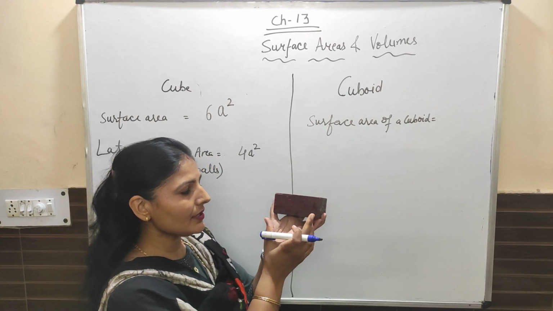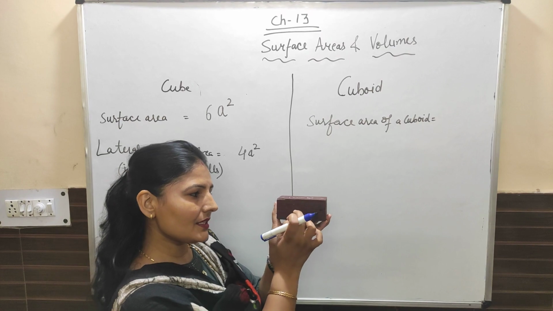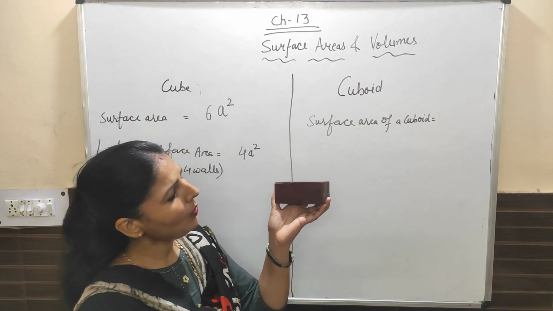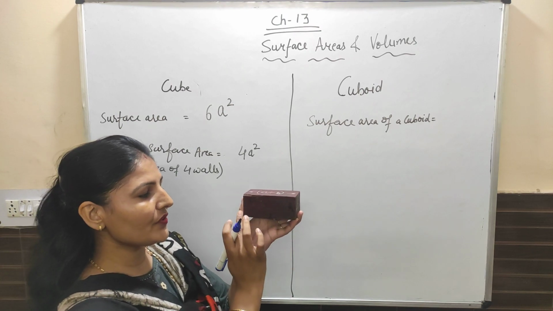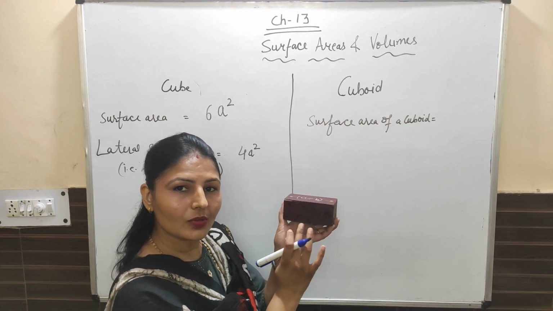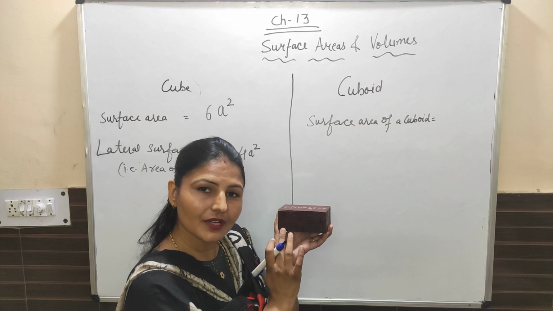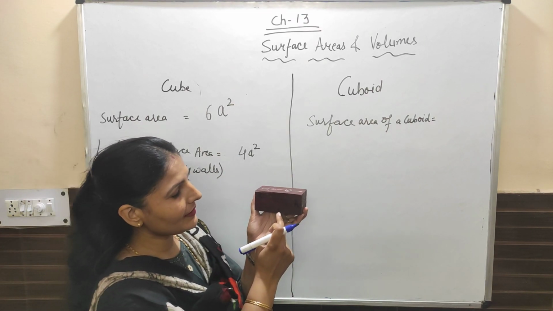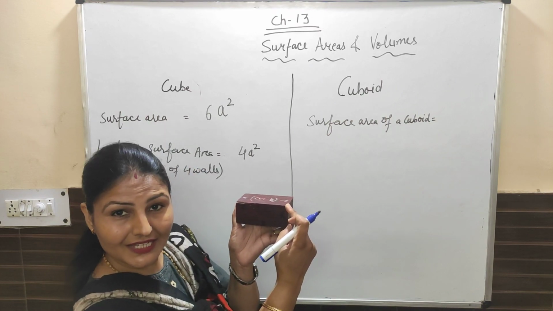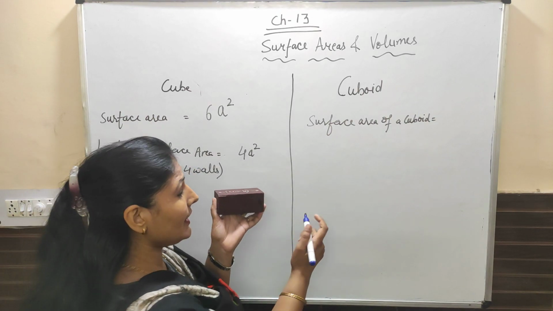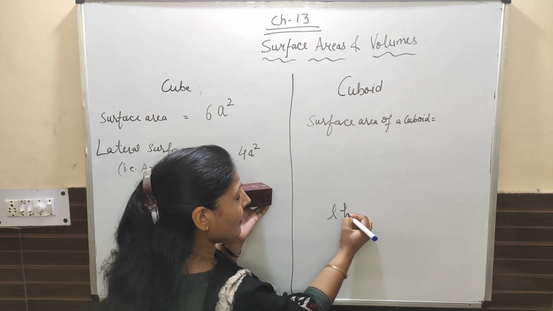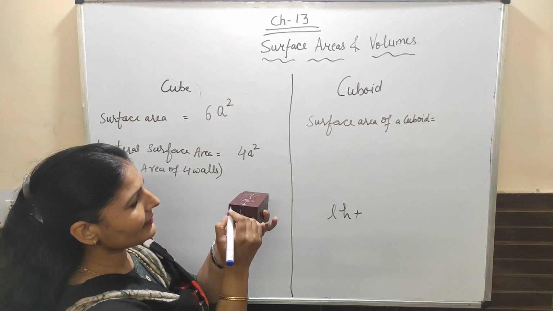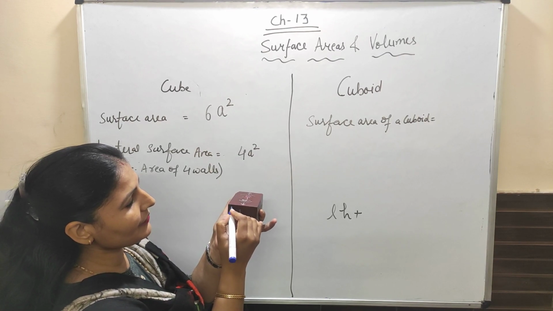Now students, this is the first face of this cuboid. What is the area of this face? This is a rectangular shape, and the area of a rectangle is length into breadth. What is the length here? L. And the breadth for this face is H. Then the area will be LH. This face is complete.